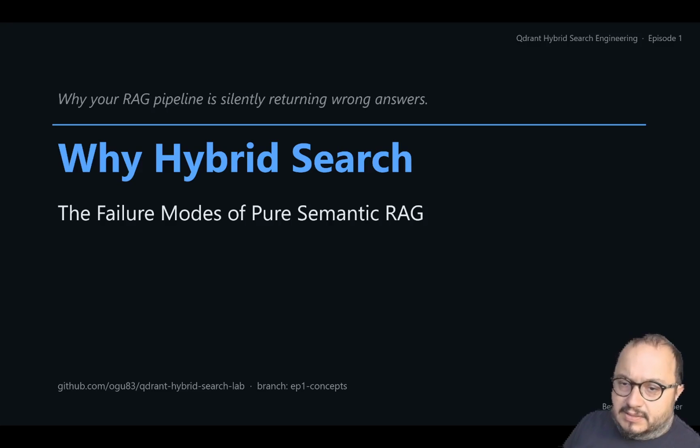Let me tell you about a specific failure I kept hitting when evaluating vector databases for a production AI system. I was running semantic search over a product catalog. A user searched for iPhone 15 Pro Max 256GB. The system returned the 128GB variant at 99.2% similarity. That is not a relevance problem. That is a correctness problem.